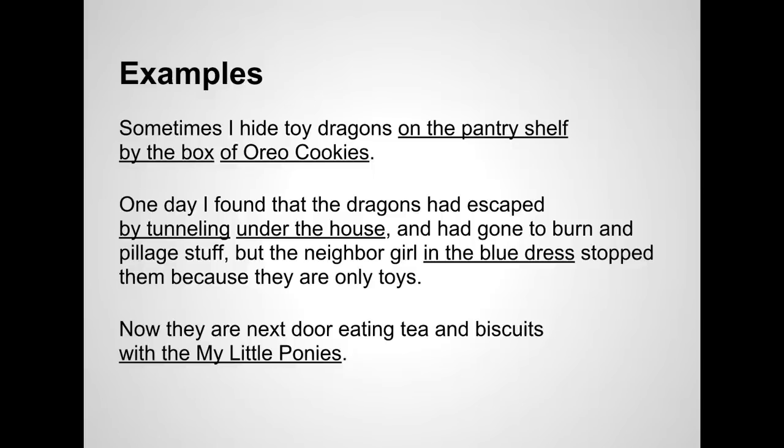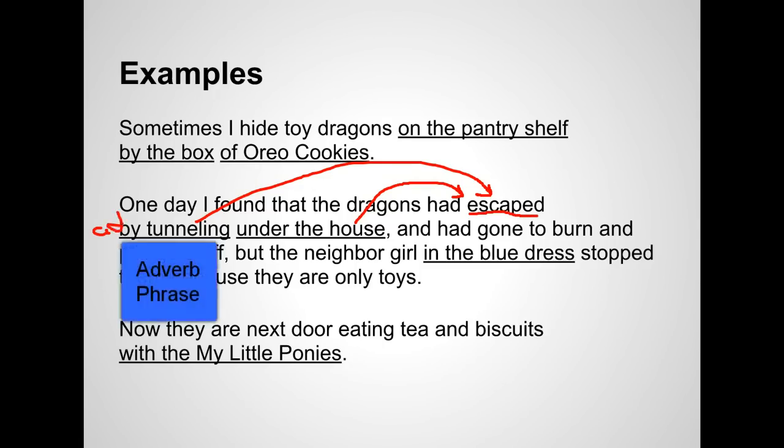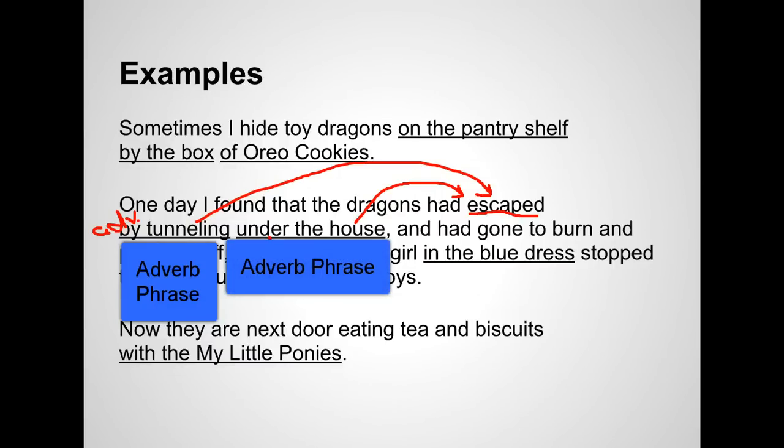Okay, let's get rid of some of those arrows. Okay, down here, by tunneling tells us how they escaped. Under the house also tells us how they escaped. Escaped is a verb, which makes by tunneling an adverb phrase, and under the house is also an adverb phrase.